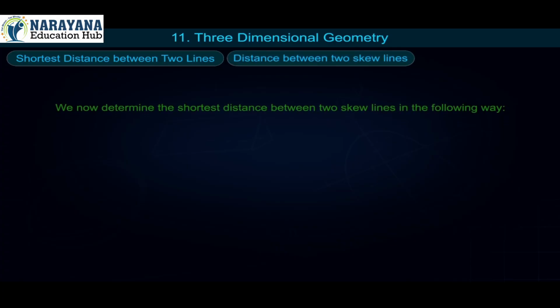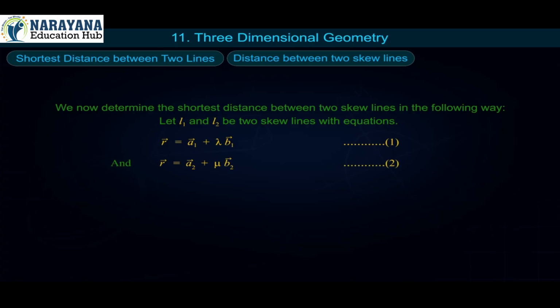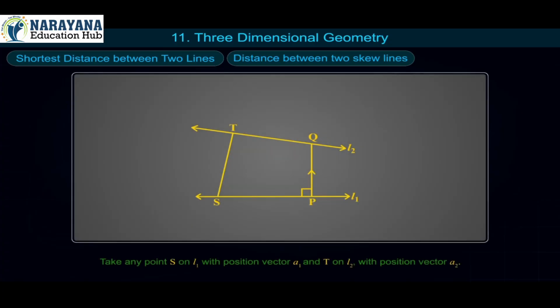We now determine the shortest distance between two skew lines in the following way. Let L1 and L2 be two skew lines with equations vector R is equal to vector A1 plus lambda into vector B1, equation 1, and vector R is equal to vector A2 plus mu into vector B2, equation 2. Take any point S on L1 with position vector A1 and T on L2 with position vector A2.